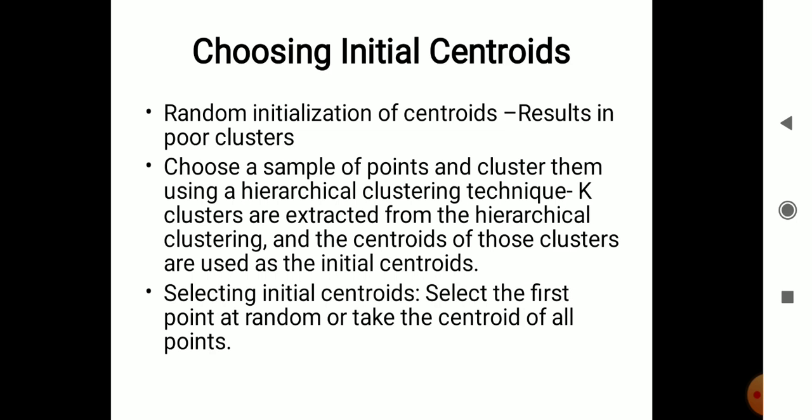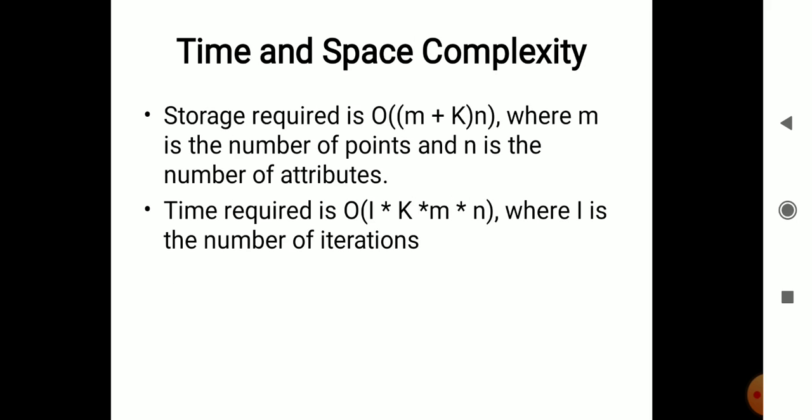Hence now you have learned how to choose the initial centroids and how to calculate the proximity measure. That means you need to recompute the values. That recomputation can be done in different ways. And the next one is choosing the proximity measure. And the next one is the time and space complexity for this K-means algorithm.